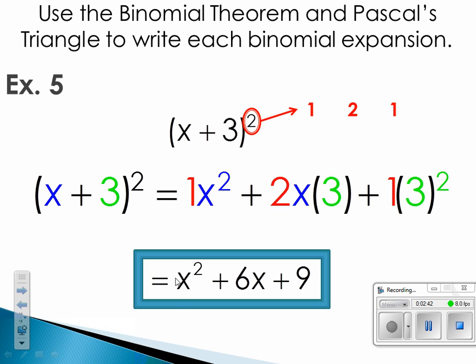I got x squared. 2 times 3 is 6x. And 3 squared is 9. 9 times 1 is 9. So our answer is x squared plus 6x plus 9.